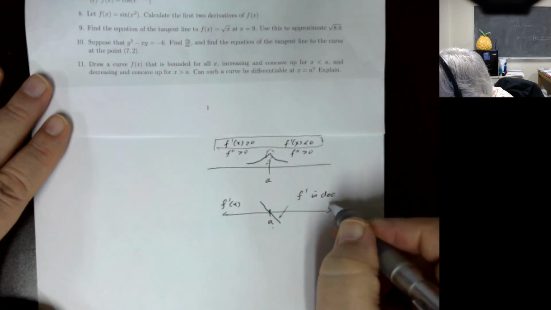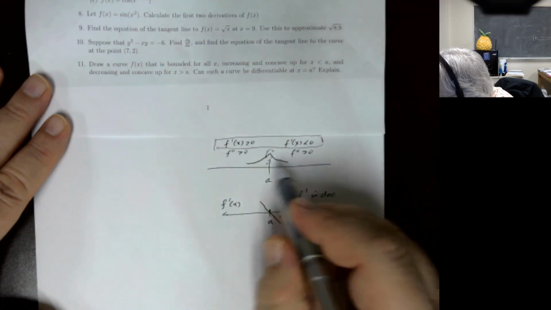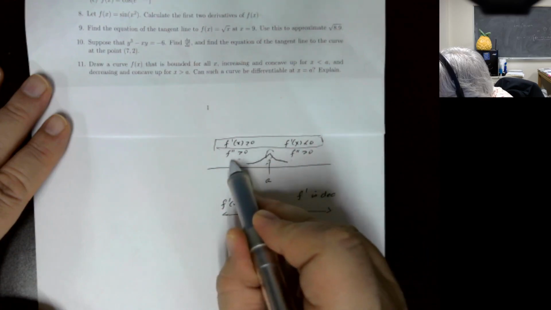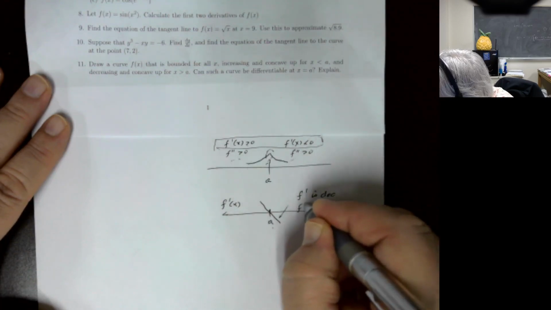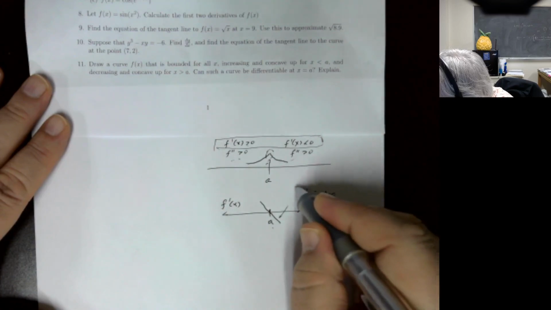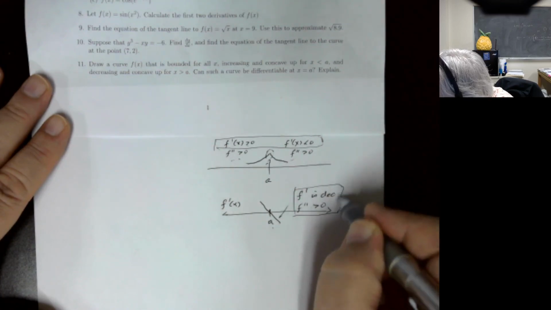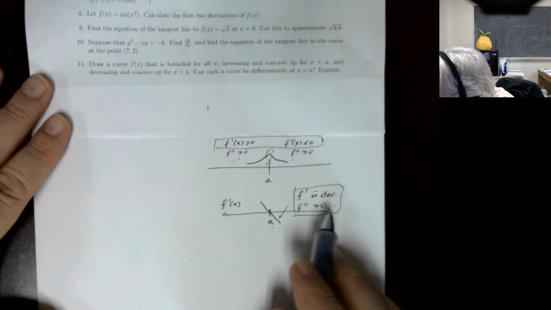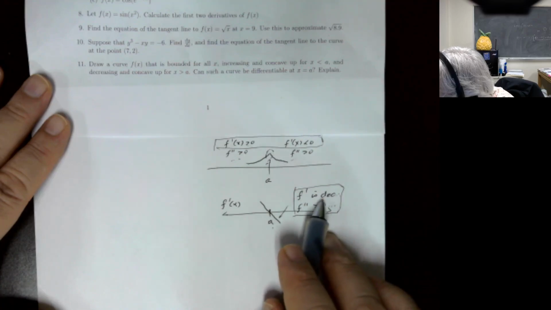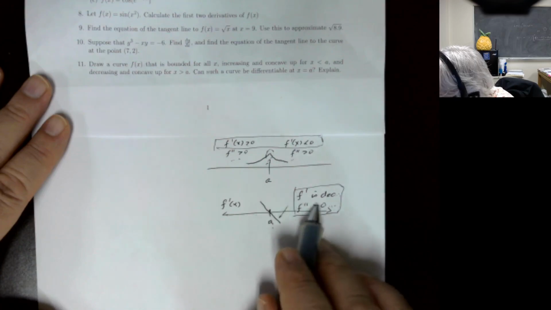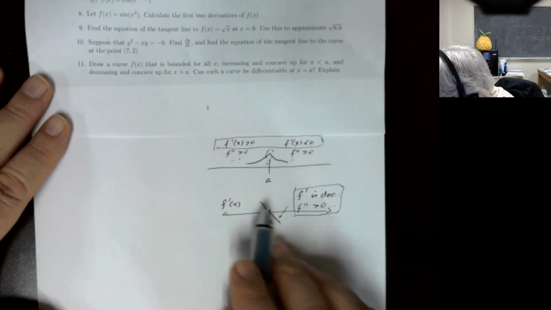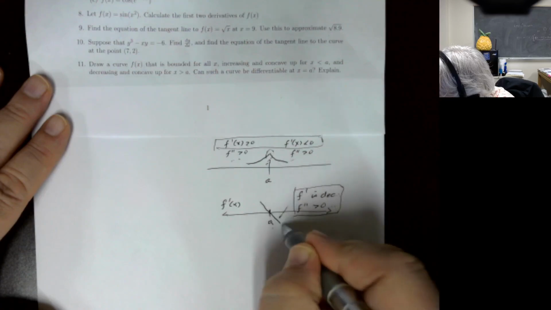Can f prime be decreasing? No, f prime cannot be decreasing because f double prime is greater than 0. So these two facts are contradicting each other, right? Because if f double prime is positive, that means f prime is increasing, not decreasing. And so these facts are contradictory. Therefore, you cannot have a picture like this.